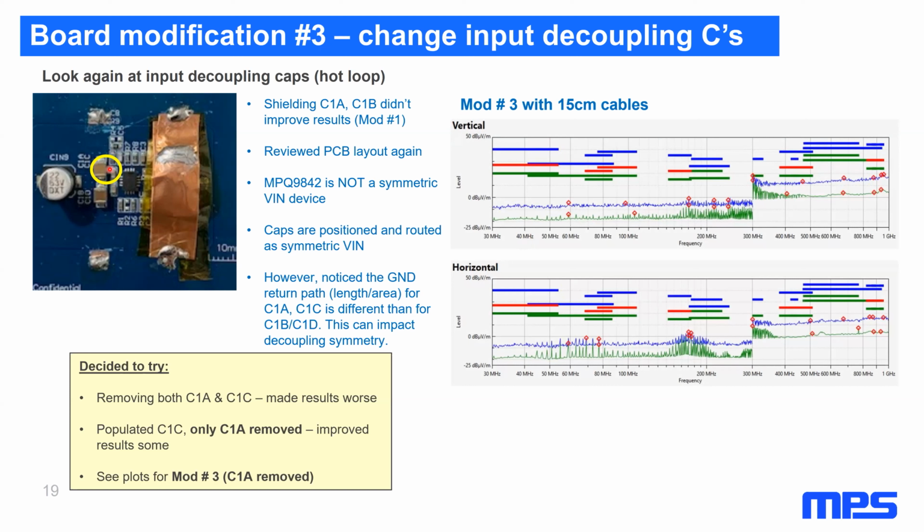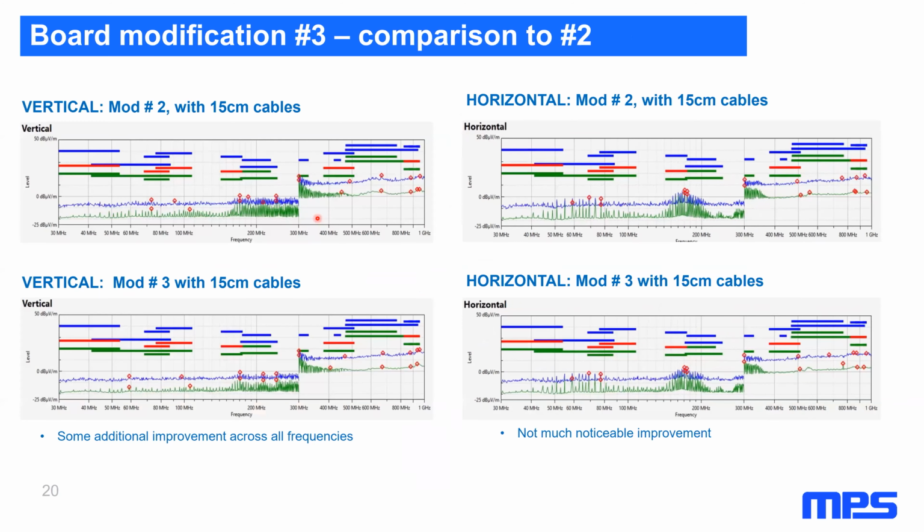Modification 3 is basically removing this C1A decoupling cap here on the left, the top left. And I noticed that it gave me some additional improvement in this case. In this test, I had both the inductor shielded and this cap removed. Comparing the vertical plots here, I can see I had basically additional reduction all across these frequencies up to 300 megahertz. And I had some additional reduction here in this 300 megahertz range. So that was in the vertical polarization.